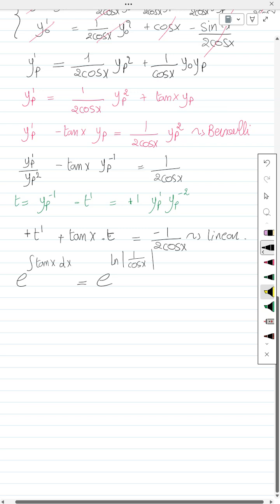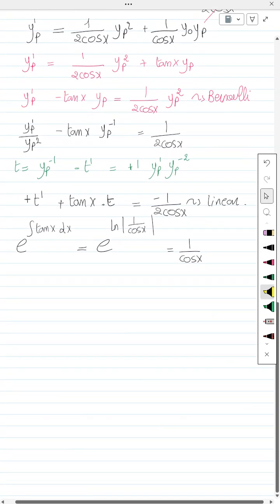and it's going to be 1 over cosine x. So by multiplying the equation by 1 over cosine x, we're going to obtain 1 over cosine x t prime plus tangent x over cosine x t minus 1 over 2 cosine squared x.